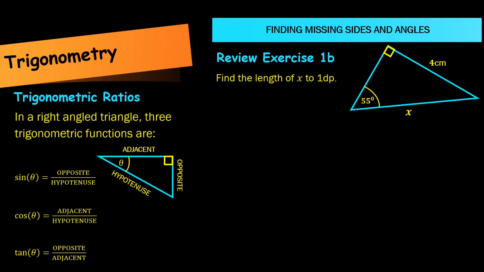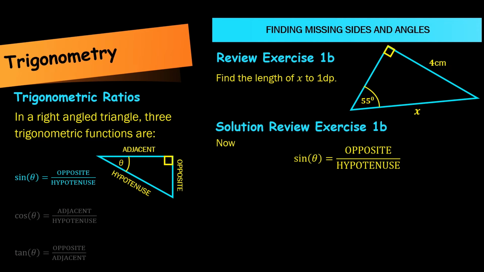Now let's have a go at review exercise 1b. We are required to find the length of x in the given diagram to one decimal place. For the angle given, we have the opposite, which is equal to 4 centimeters, and we have the hypotenuse, x, which we are required to find. The angle we are considering is, of course, 55 degrees. So therefore, we're going to use the formula sin theta equals opposite over hypotenuse.